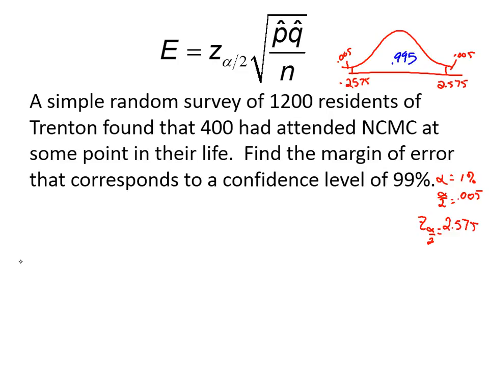So that 0.995 is what you're looking up in your table, which is one of those special numbers that's at the very bottom. So now my z of alpha over 2 is the 2.575.